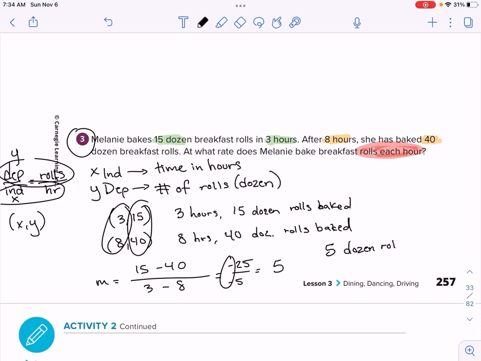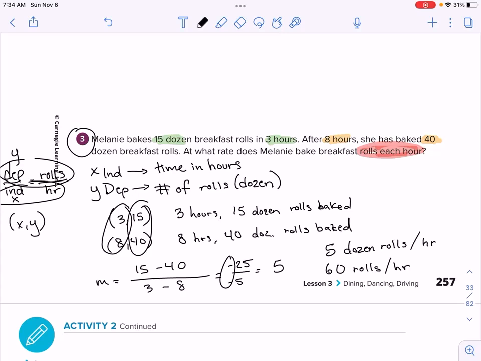rolls per hour. Or, right, what's 5 dozen? A dozen is 12, 5 times 12. We could also put that this is 60 rolls per hour. Okay. All right, good there.